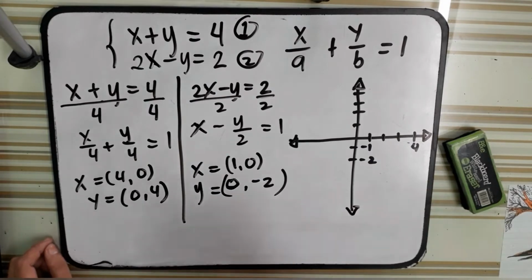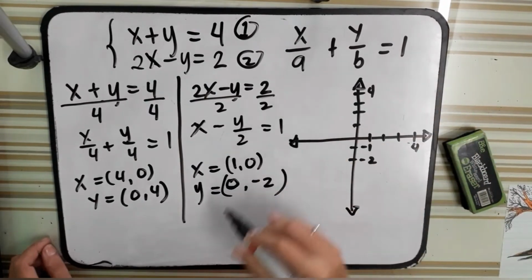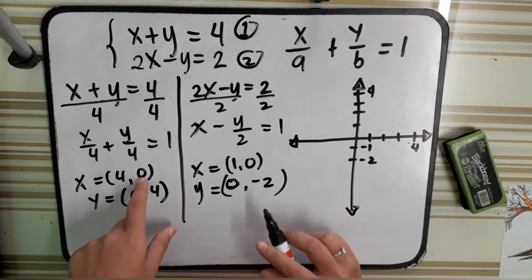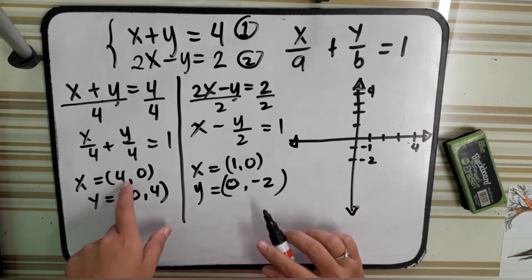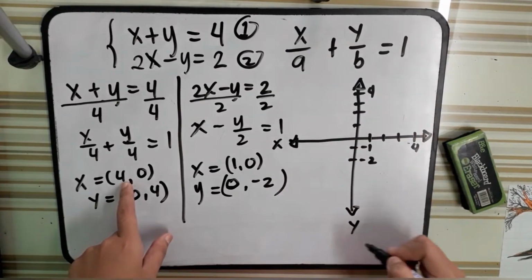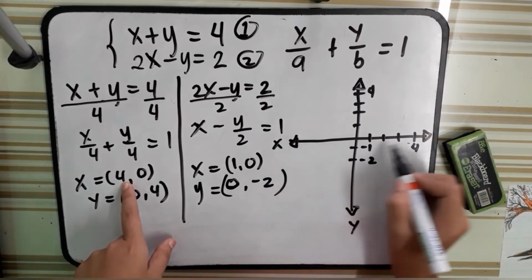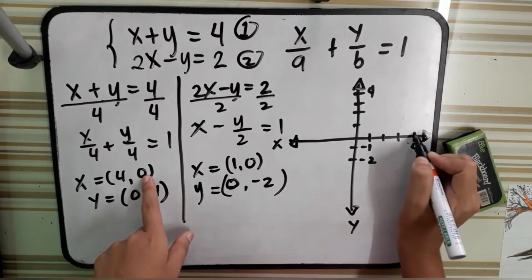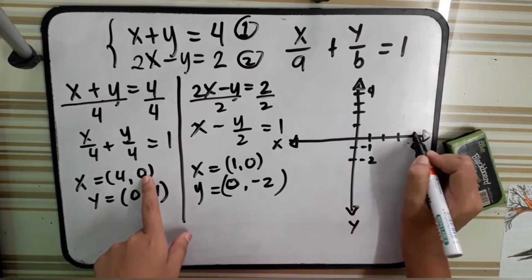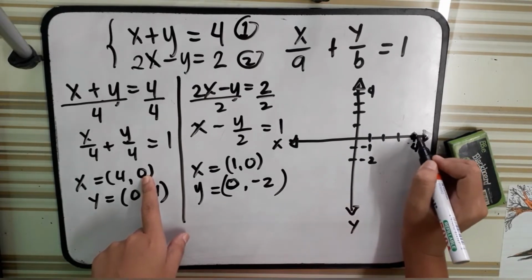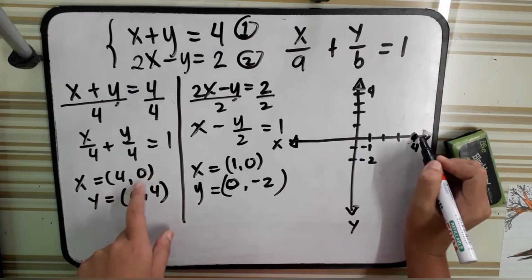Okay, so let's try to graph the points. Let's consider our first equation, (4, 0). We need to look for the value of x first. This is our x-axis and the y. So look for positive 4. So we have here positive 4, and 0 as the value of y. Meaning to say, the plot of the point (4, 0) falls here.